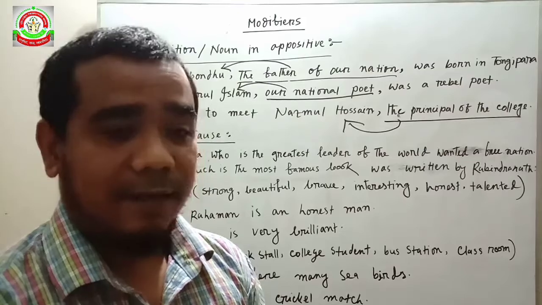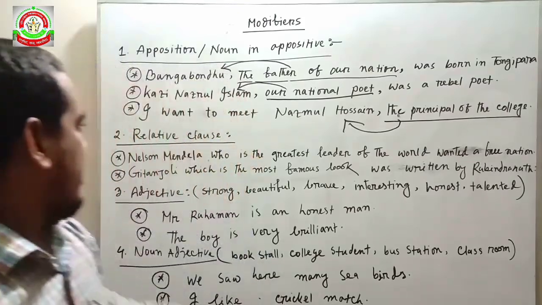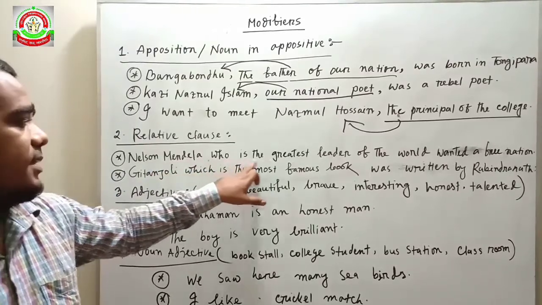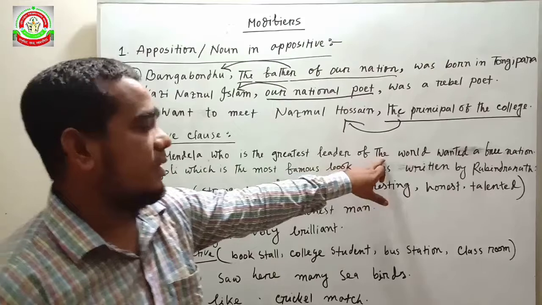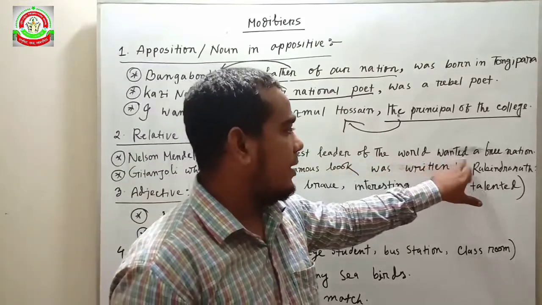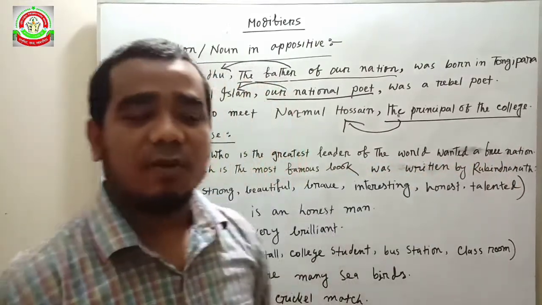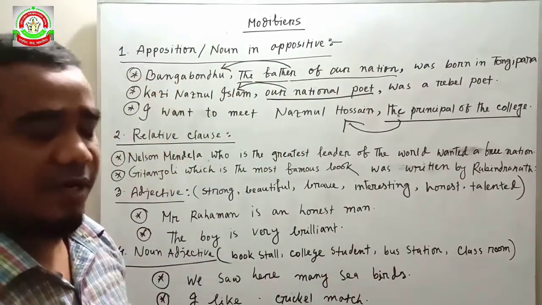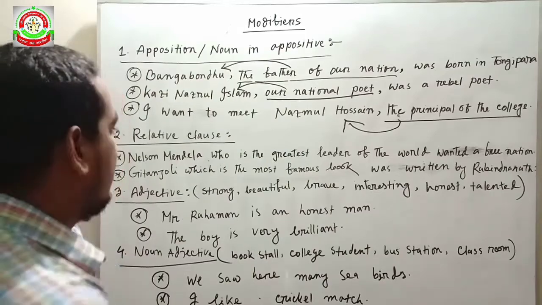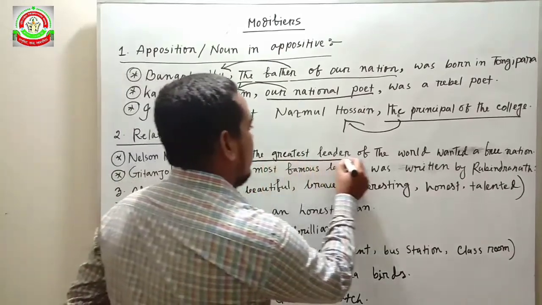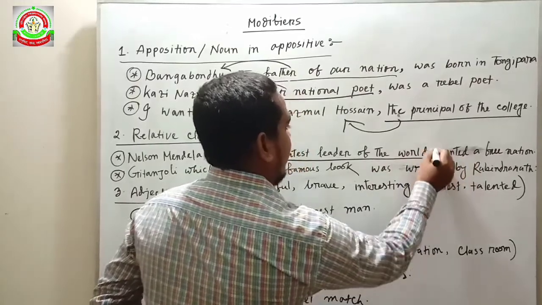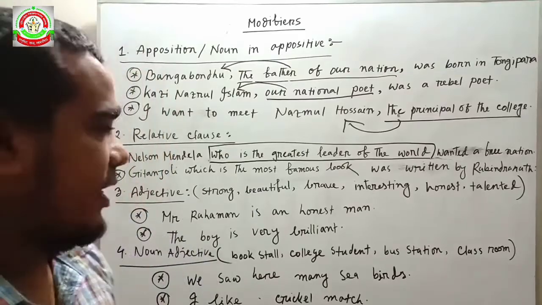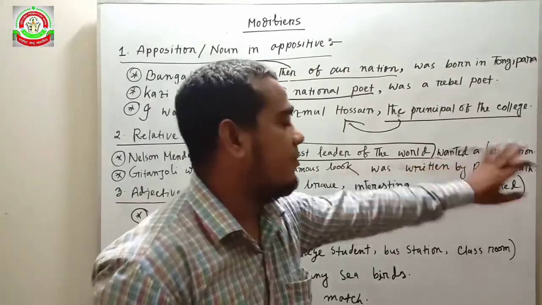Let's look at the board and try to understand. Relative clause: Nelson Mandela, who is the greatest leader of the world, wanted a free nation. This is a complex sentence. Here are two clauses, one main clause and one subordinate clause. Let's identify the clauses. Who is the greatest leader of the world is the subordinate clause. The main clause is Nelson Mandela wanted a free nation.